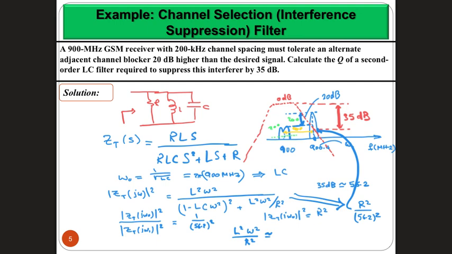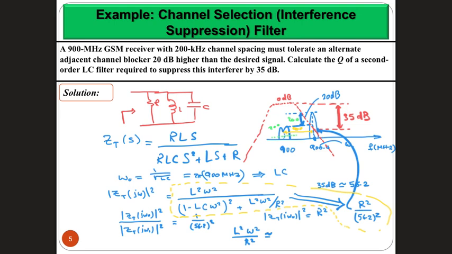I can get that number by manipulating. So this is the equation that I have, the equation that I'm trying to solve: L squared omega squared over (1 minus LC omega squared) all squared, plus L squared omega squared over R squared, is equal to R squared divided by 56.2 squared.